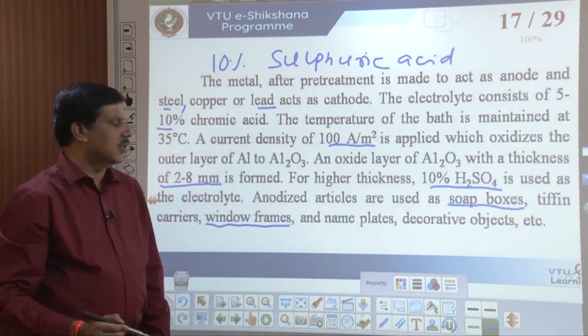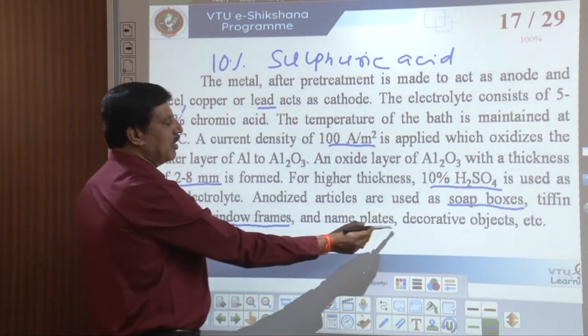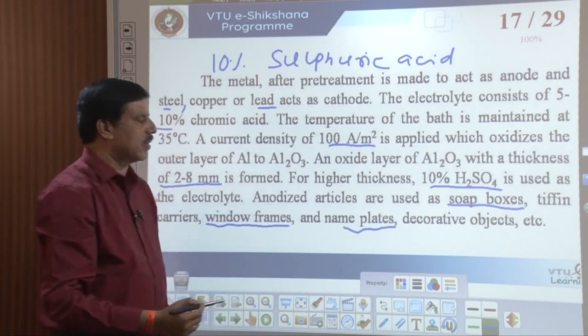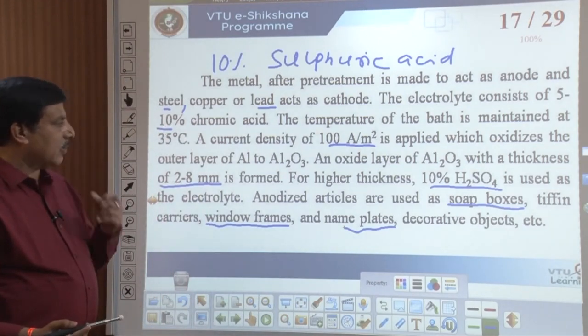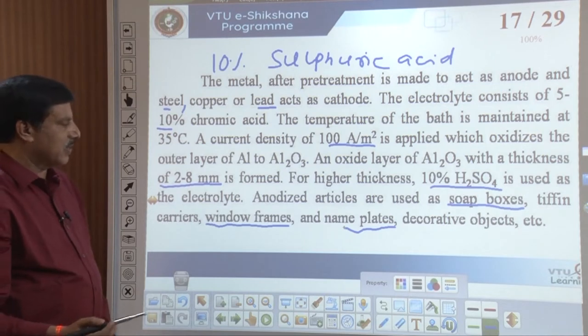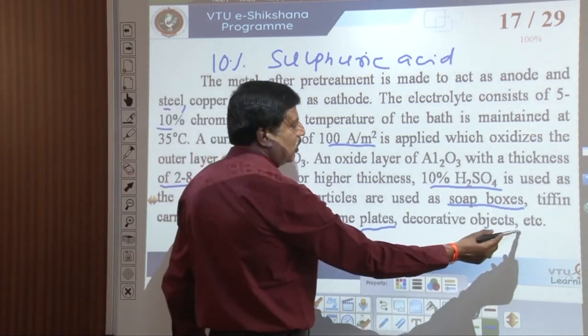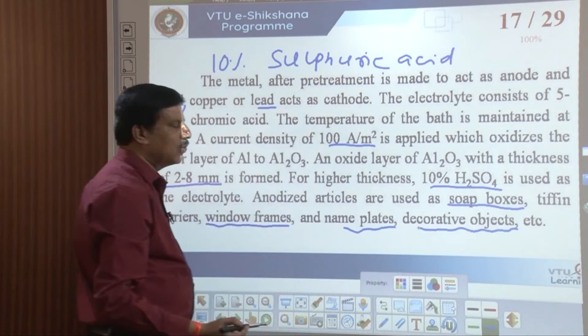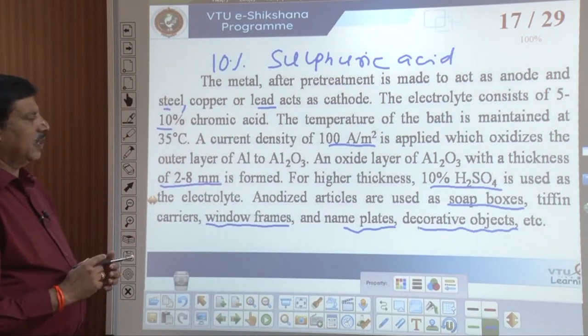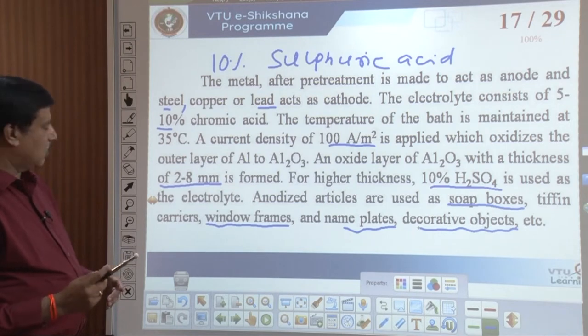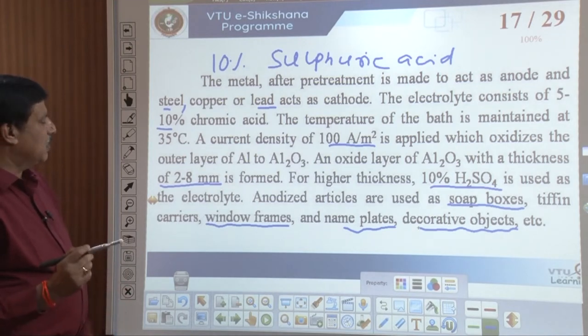and to reduce the cost also. And name plates, which teachers or officers display before their offices, are used for decorative purposes. Objects like doors and windows require some decorative metal objects, and people use this for that.